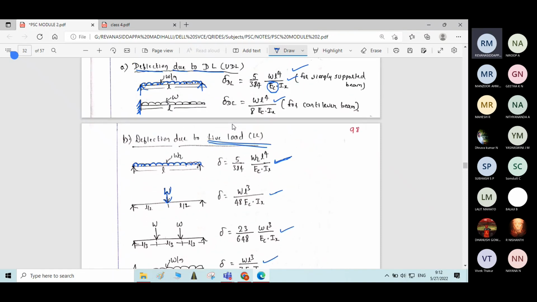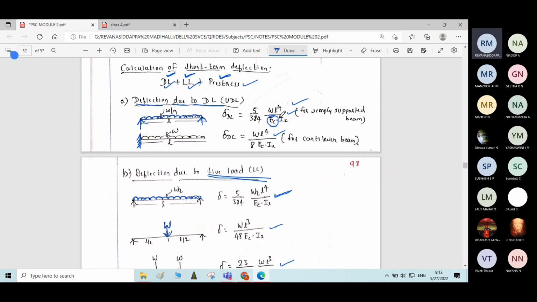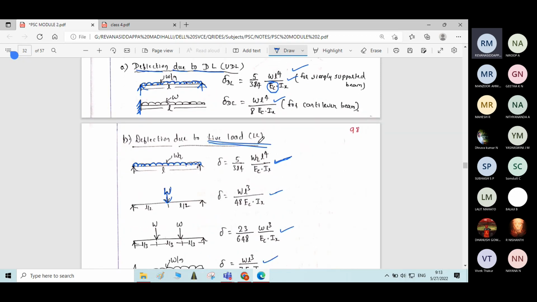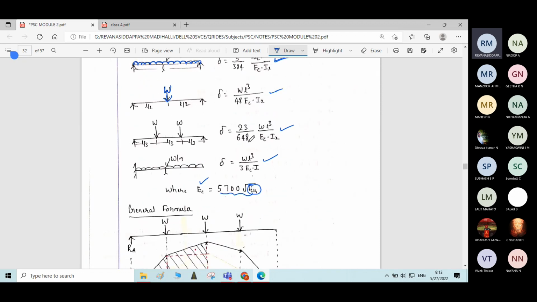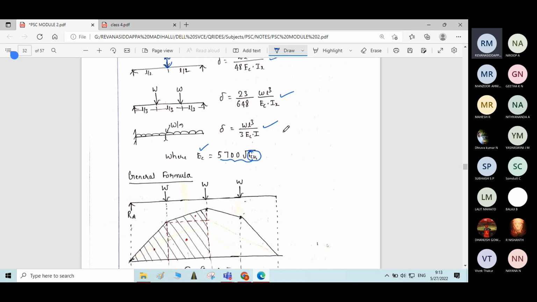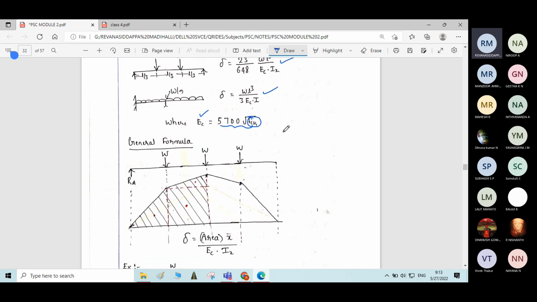Suppose you are not able to remember these formulas: 5 by 384, 1 by 80, 1 by 8 WL^4 by EI, then 23 by 646. If you are facing any difficulty, if you are not able to remember the formula, we have a generalized formula to find deflection due to the loads.